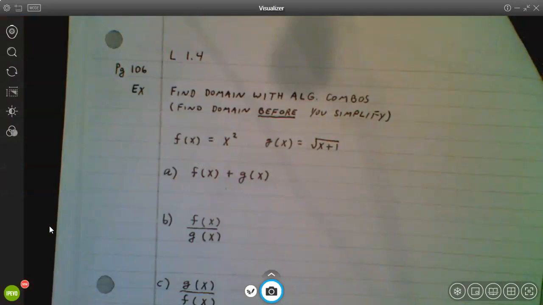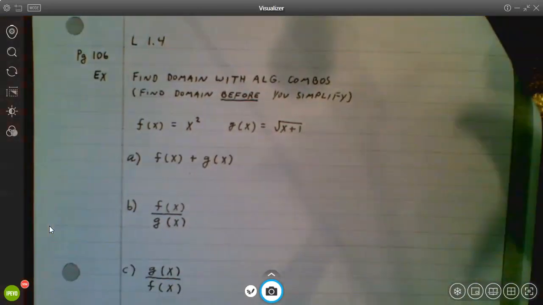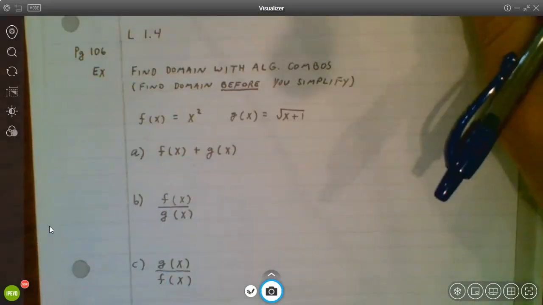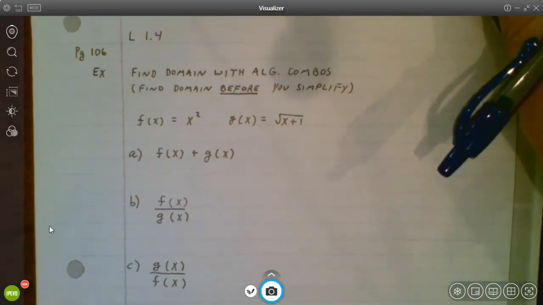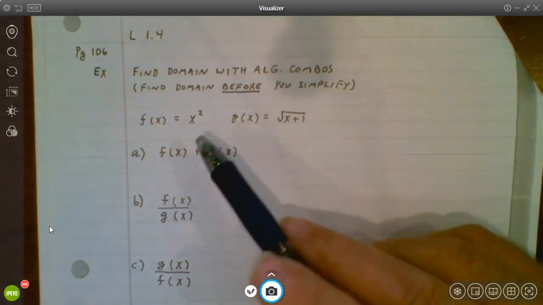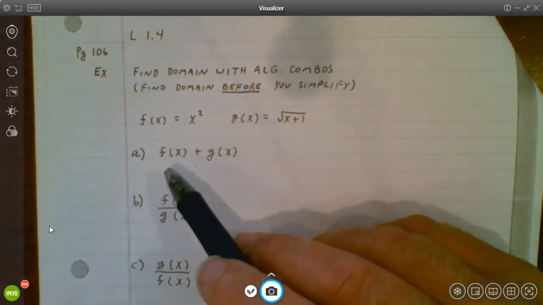So we're going to jump over to this page first, and just want to remind you about a couple things dealing with domain that you've probably seen before. This should have been done in Algebra 2. So just some real basic combinations for some algebra properties.